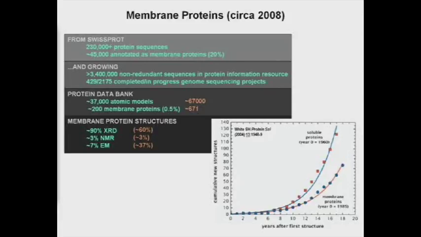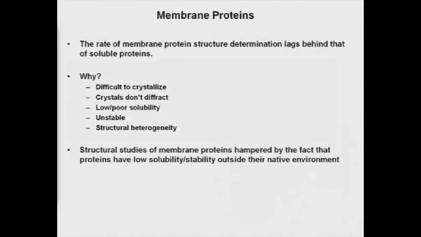So the take-home message from this slide is that the rate of membrane protein structure determination lags behind that of soluble proteins. So this is a plot that I took from a review article by Stephen White, and what he shows is going from year 0, when the first soluble protein structure was solved and also the first membrane protein structure, you can see the growth in structures relative to that first year. And even though they're both going up at an exponential rate, membrane protein structures are lagging somewhat behind.